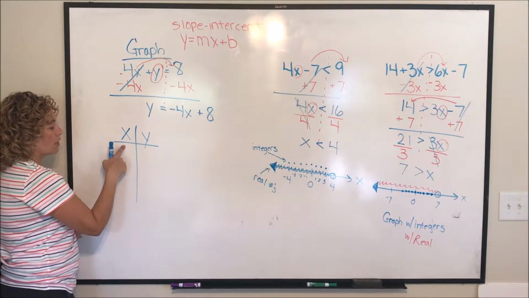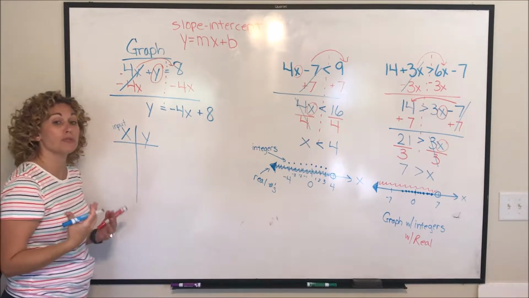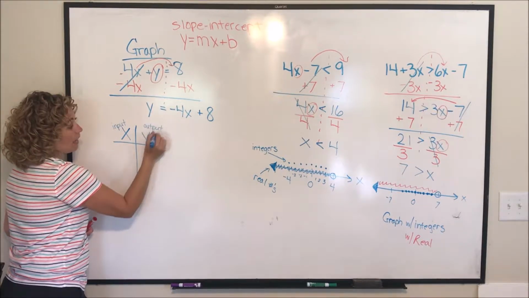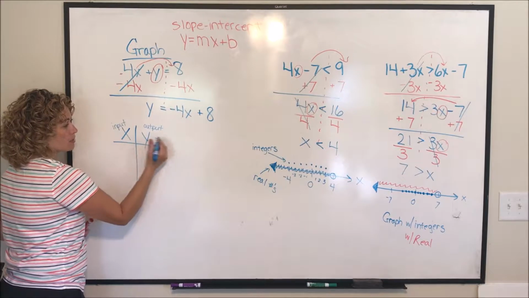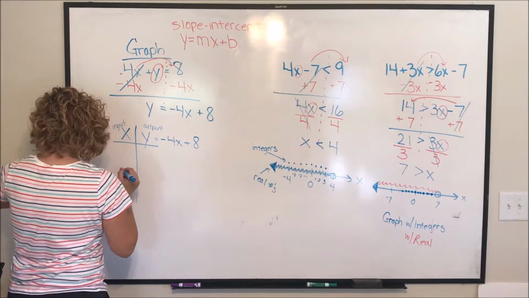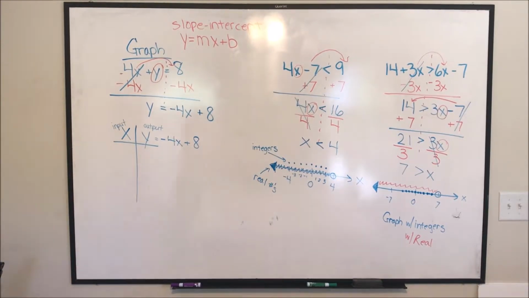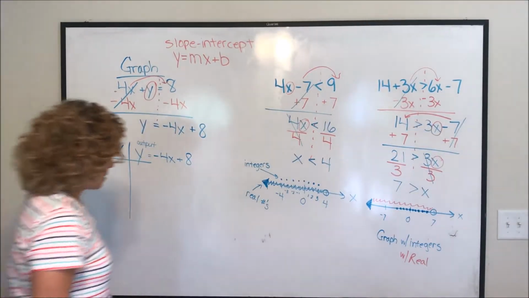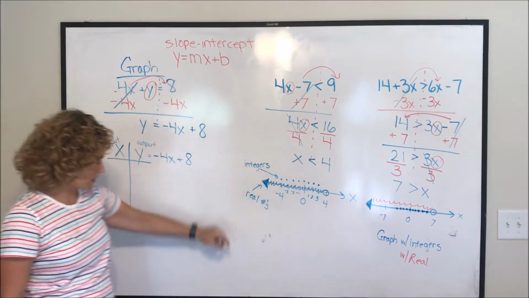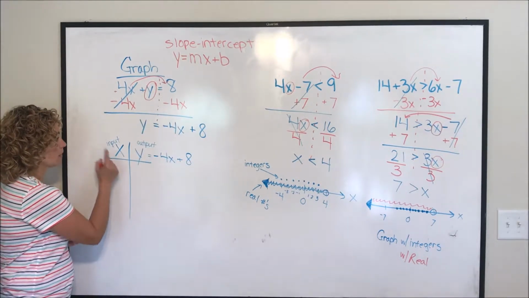Okay? X is your input. It's the number you get to choose and put in. Y is your output. And it comes from this equation. Your answer comes from negative 4x plus 8. All right, so we are working on this problem. If you can graph it using slope-intercept, go ahead and do that. If not, we are going to pick values for x, our input.